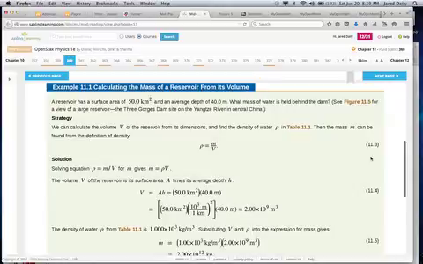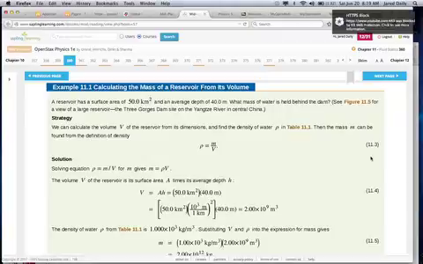So here we're going to calculate the mass of a reservoir from its volume. A reservoir has a surface area of 50 kilometers squared and an average depth of 40 meters. So if you have the surface area and the average depth, just multiply those two together and you can get the volume. They want to know the mass of water that is held behind the dam in the Three Gorges Dam on the Yangtze River in central China.